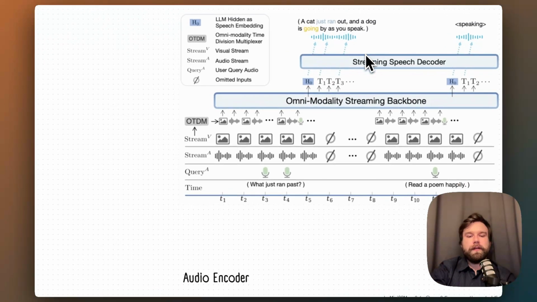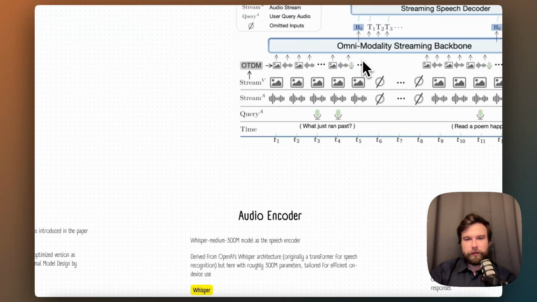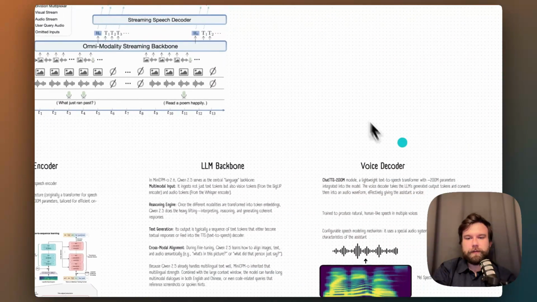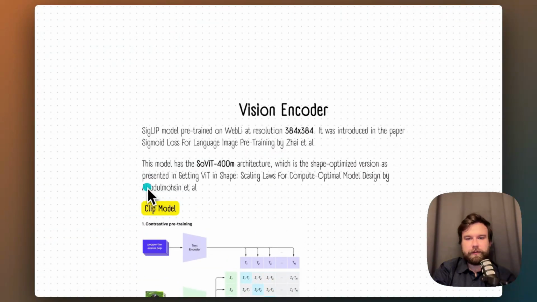And the way they did this, they chose state-of-the-art small components from all of the areas. So we have a very good image encoder, very good audio encoder, very good small LLM, and very good voice decoder. So let's move on to the image encoder.